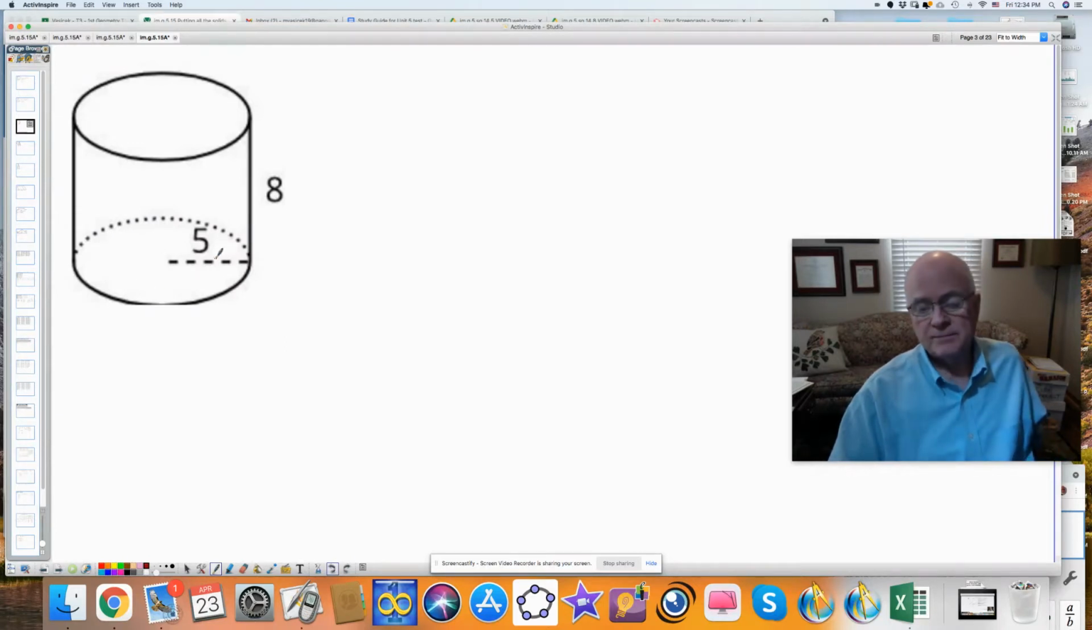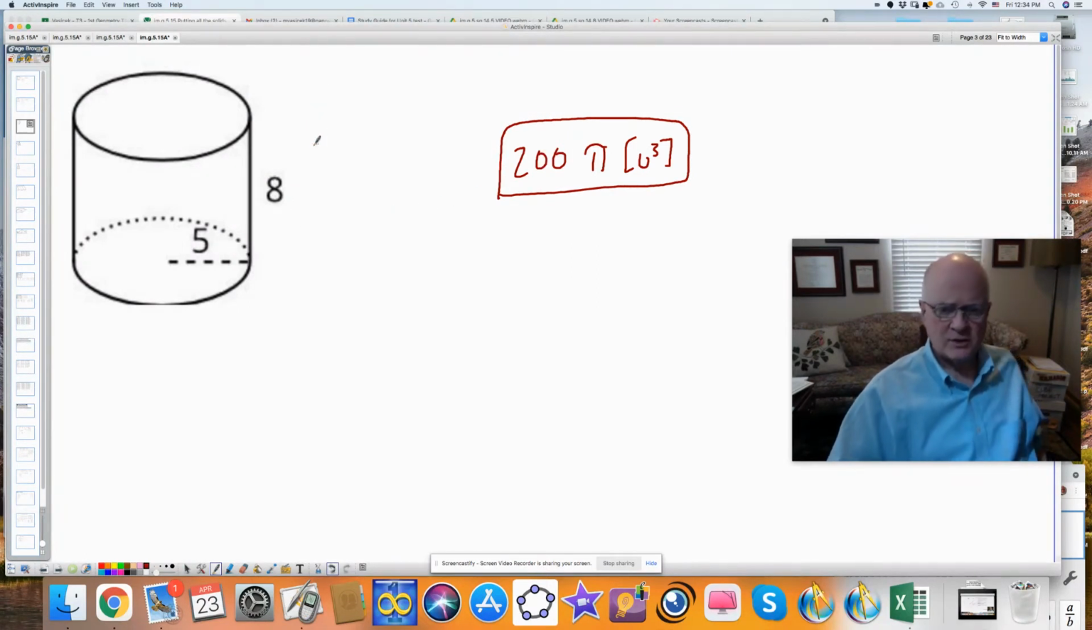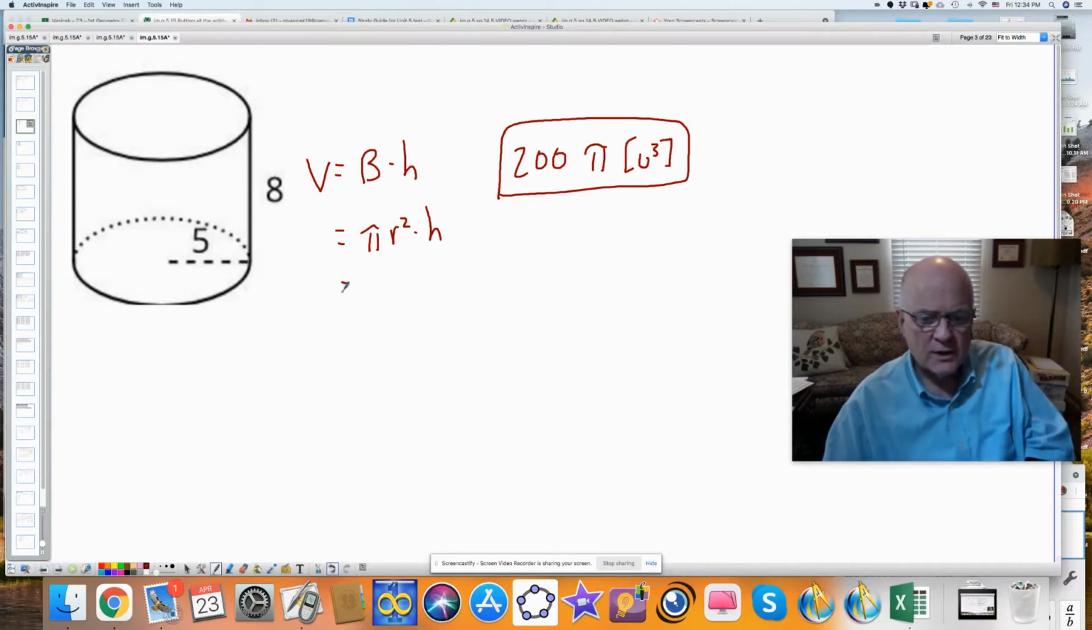Doing this one mentally, I'm going to say it's going to be 200 pi units cubed. I'm not going to multiply out pi in my head. I'll just say the volume is the area of the base times the height. The base is pi r squared times the height. This is what I'm doing in my head: pi times 5 squared, which is 25, times 8. How much is 25 times 8? That's 200, so 200 pi.